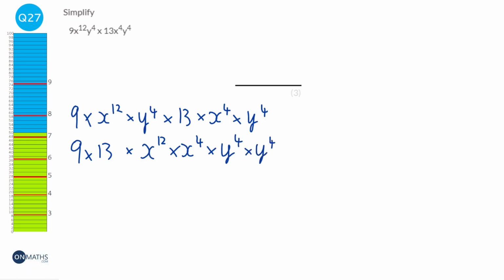So first thing to do is 9 times 13, which is just 117. Then we've got x to the power of 12 times x to the power of 4. We know when we multiply two powers of the same base, and the base is x on both of those, we just add the powers. So it's 12 plus 4, which is 16, so it'll be x to the power of 16. And then y to the power of 4 times y to the power of 4, we just add them together, so it's y to the power of 8.